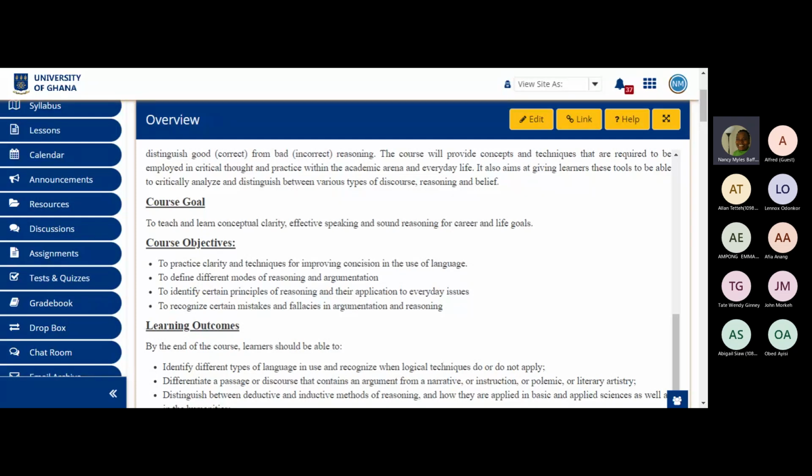Naturally, we are thinkers already. Every human being thinks. But do we all reason? Reasoning is not necessarily thinking. So we'll see that when we engage the content. But more importantly, even where we all reason, do we reason at the same level?